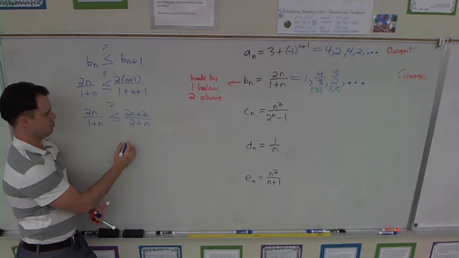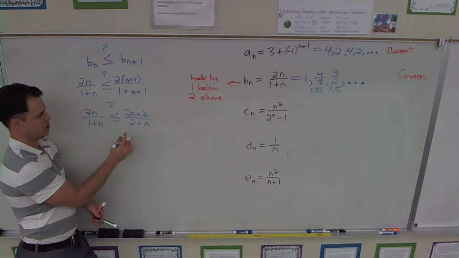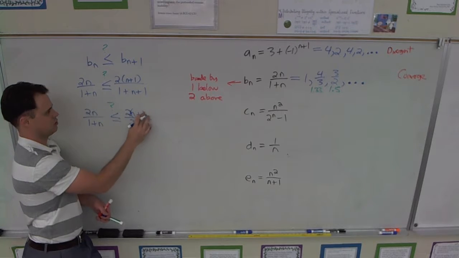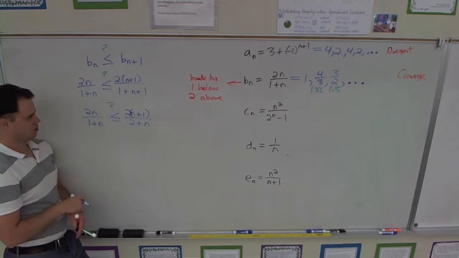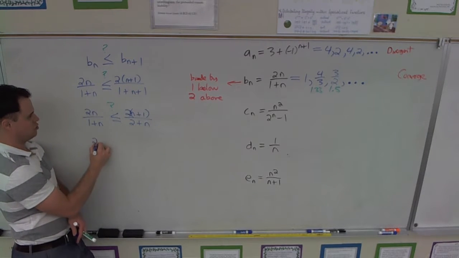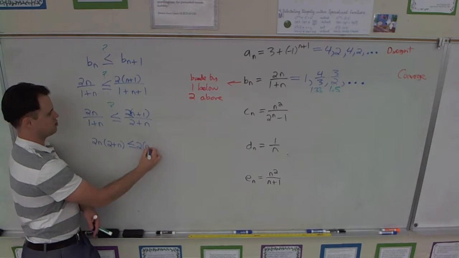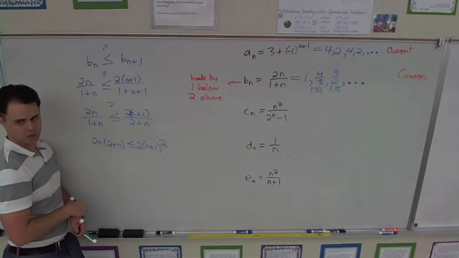Cross multiply. Cross multiplying, I think, would be a good idea. I also see something with factors up here. Do you guys see that? Yeah. So when we cross multiply, we'll get 2n times (2 plus n) less than or equal to 2 times that same quantity squared, right?